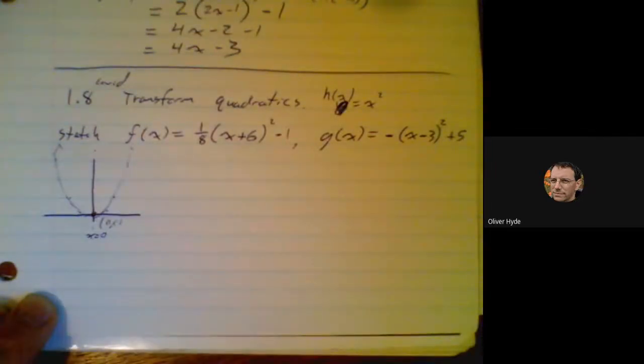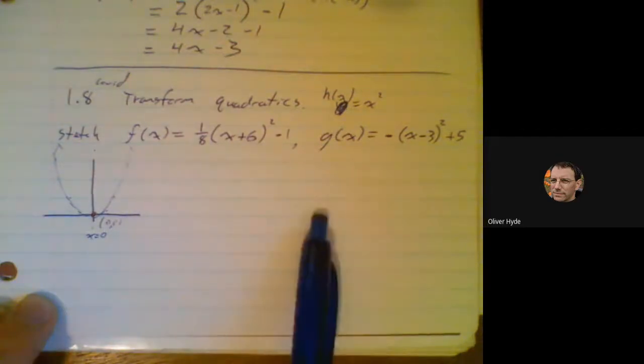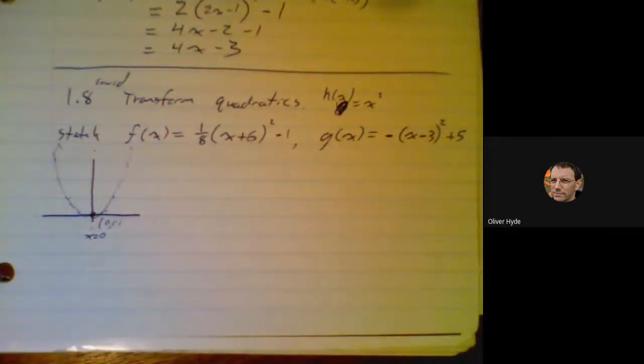Good. f of x and g of x are transformations. You may have become comfortable with vertex form in grade 10. We won't really have vertex form for other functions, but we will have transformational form. So just transition to there.